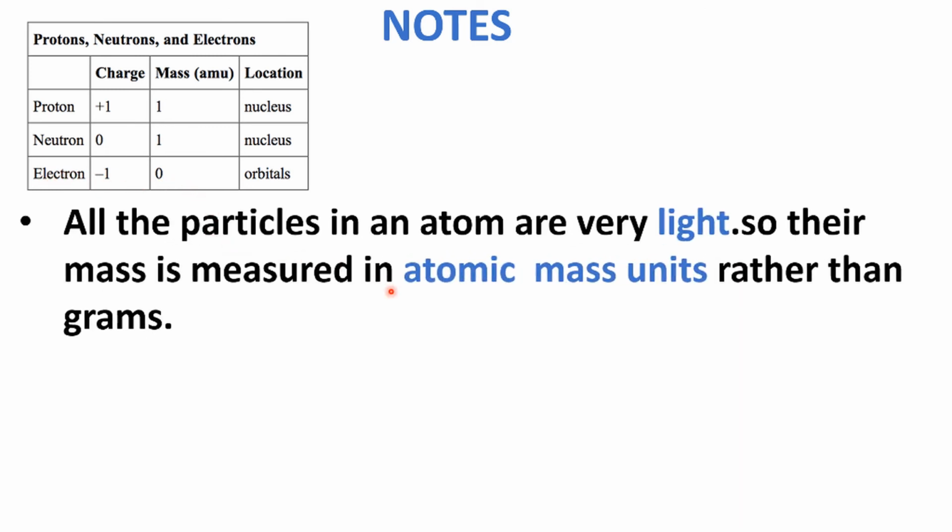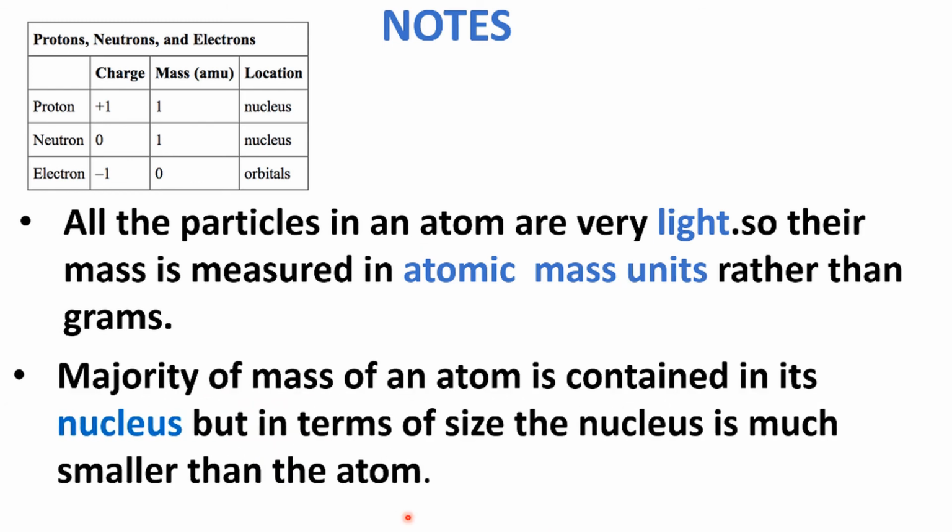All the particles in an atom are very light, so their mass is measured in atomic mass units rather than grams. The majority of the mass of an atom is contained in its nucleus, but in terms of size, the nucleus is much smaller than the atom.